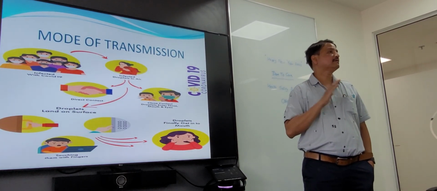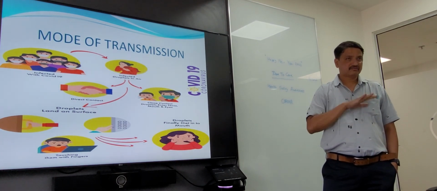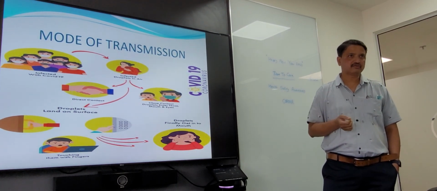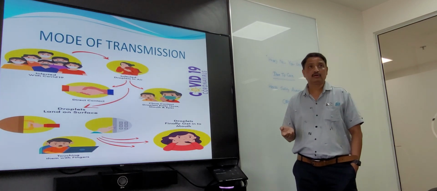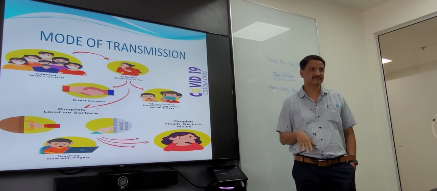Okay, that's why wearing masks is protective. We have still not reached that stage where the infections are rising that rapidly. Maybe we'll have to insist on wearing masks if we reach that stage.